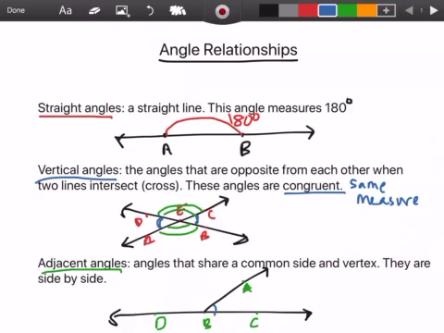They are not congruent. They don't have the same measure. But if we know one of them, we could find the measure of the other one because they make that 180 degree straight angle. All right, so these two angles that are next to each other, ABC and ABD, the smaller one right here, those are adjacent angles because they are side by side.